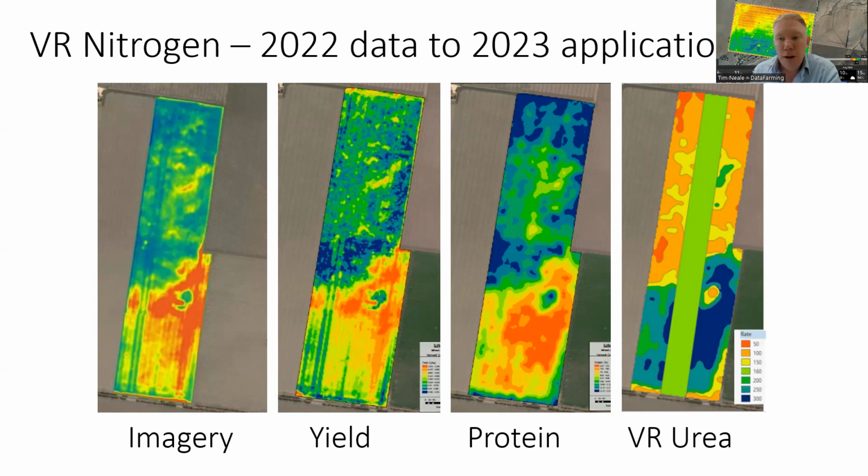And then the protein map. This is his first protein map from the protein monitor. You can see again good correlations from those results. Now, what we did with Broden's help was actually create a variable rate urea map based on the protein only. So we don't use the yield for nitrogen prescriptions, just protein.